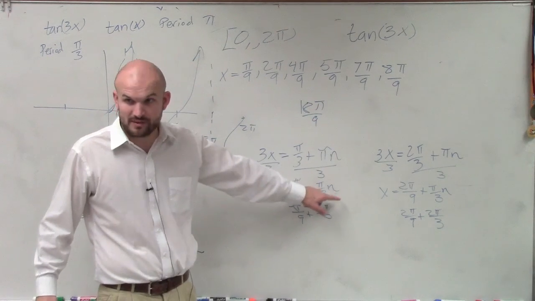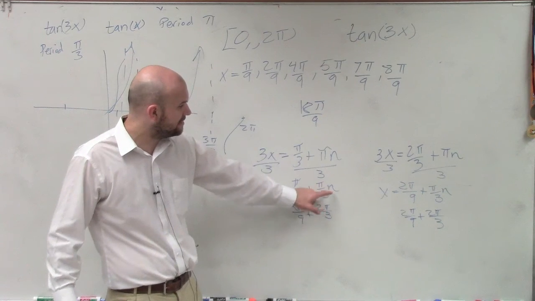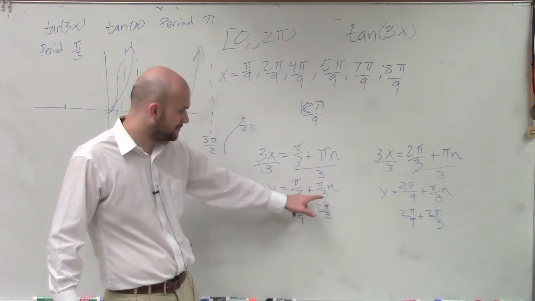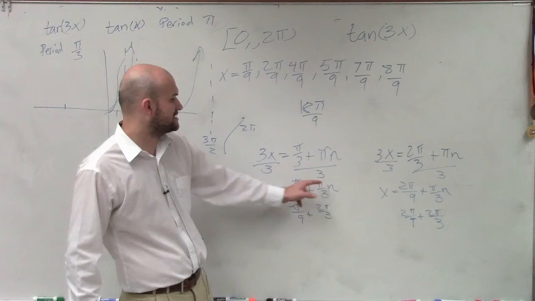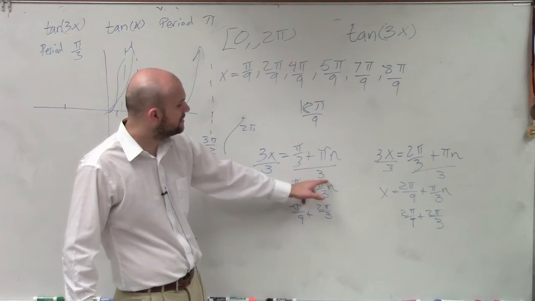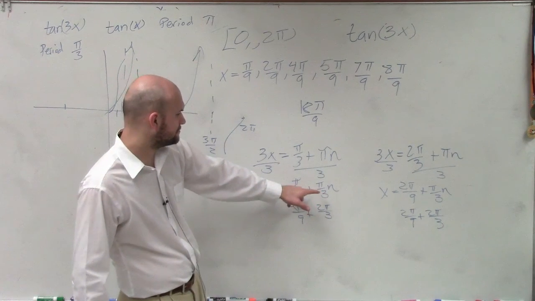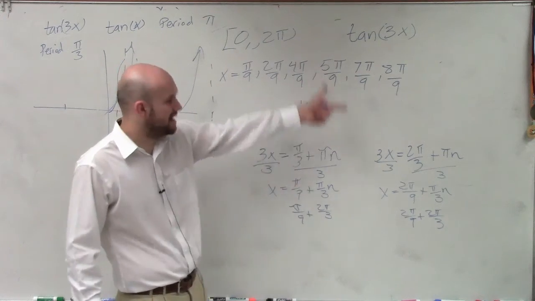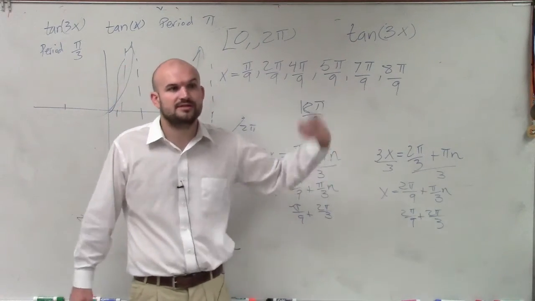The next number I'd add in would be 3. And I'd put 3 in for n. So 3 times pi over 3 is 3 pi over 3. Multiply, get a common denominator, so that's going to be 9. That'd be 9 pi over 9, which would be 10 pi over 9, which would be another solution. And then you just keep on going up from there.